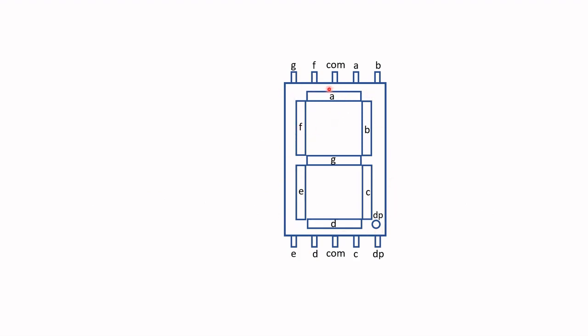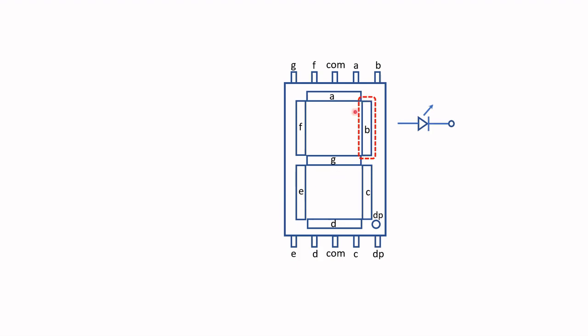The 7 segments that we refer to are A, B, C, D, E, F, and G. And there's an 8th segment which is called the decimal point, which is located here. And the pins to the 7-segment display are located at the top and the bottom. So pin G, F, A, B, E, D, C, and DP, decimal point.